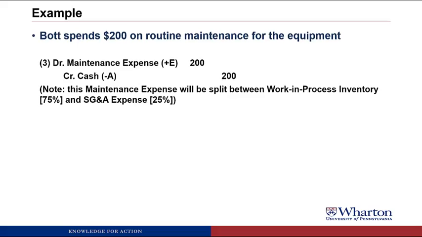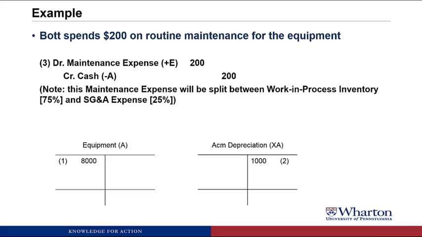Now, a little caveat here is that this is a little bit more complicated than this. Remember in the prior video, this equipment is used to both produce inventory and personal clubs for top management in the sales force. So what's really going to happen is 75% of this maintenance expense will really go to work in process inventory, and 25% will be an SG&A expense. The key point is that none of it goes into the equipment account and none of it affects accumulated depreciation.